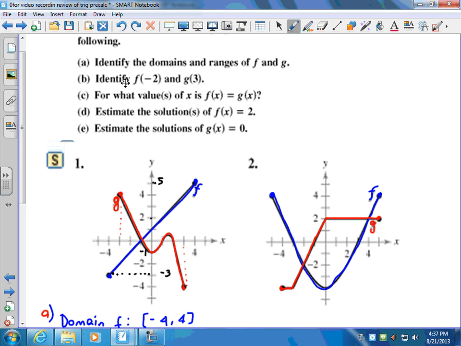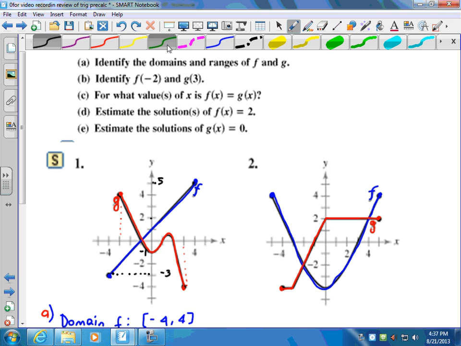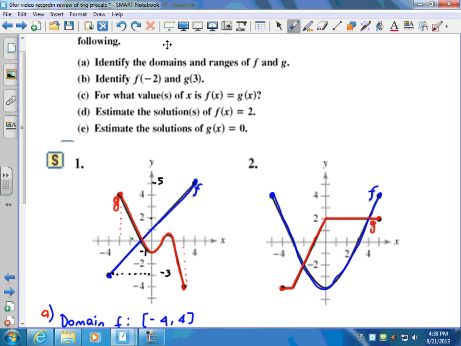For part B, identify f of negative 2 and g of 3. So this is just a simple reading off the graph. For f of negative 2, find negative 2 on the x-axis, which is right here, and then go down to the function f to determine its value. So just come on down to f and see what we're reading off right there. So f of negative 2 is going to be negative 1.